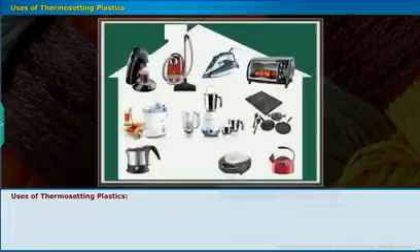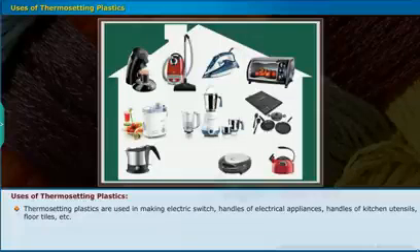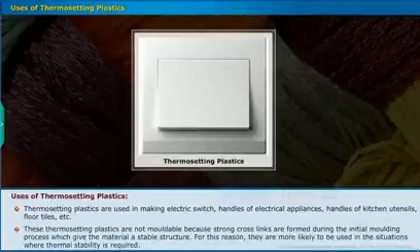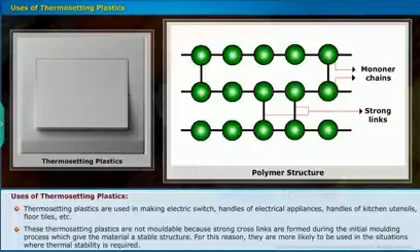Now, we will study the uses of thermosetting plastics. Thermosetting plastics are used in making electric switches, handles of electrical appliances, handles of kitchen utensils, floor tiles, etc. These thermosetting plastics are not moldable because strong cross-links are formed during the initial molding process, which give the material a stable structure. For this reason, they are more likely to be used in situations where thermal stability is required.